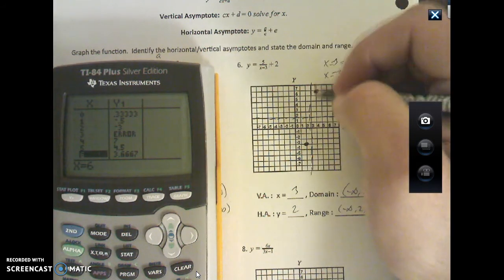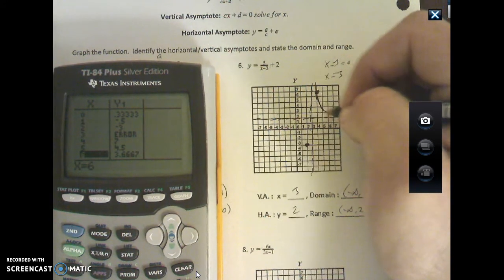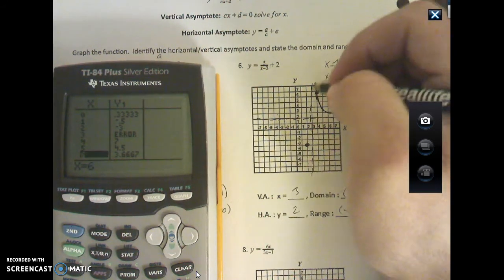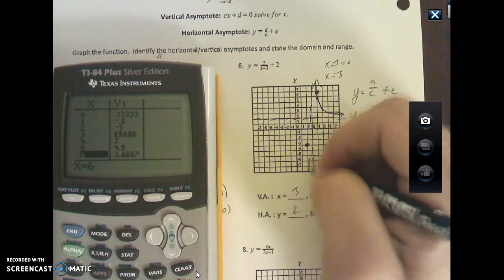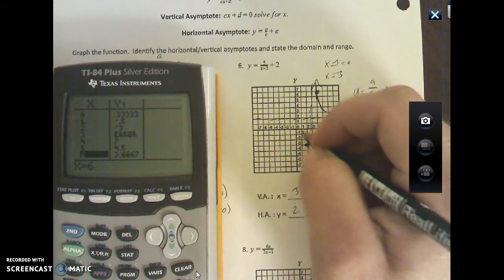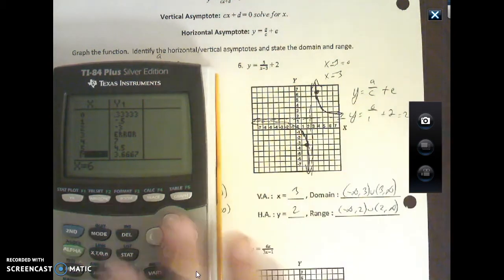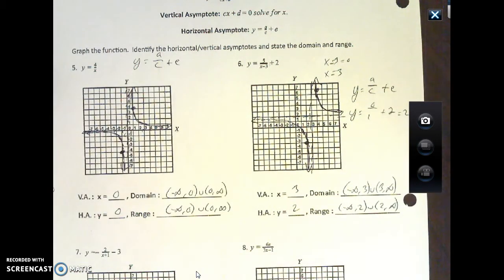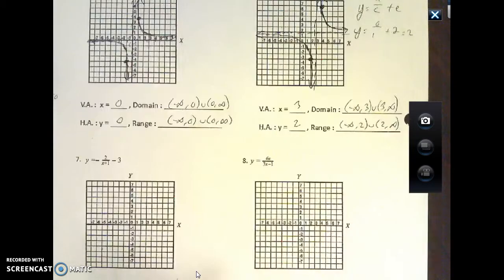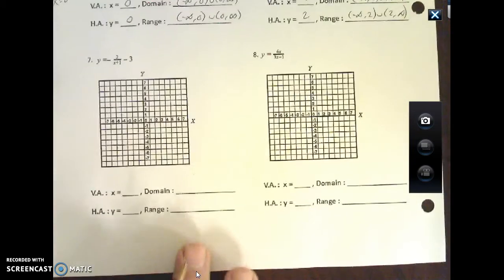Okay, so it drops. Okay, and then it rises here. Boom, there you go. All right, all's well. And you are allowed to use a graphing calculator. If you have any questions, you ask them today, not tomorrow.